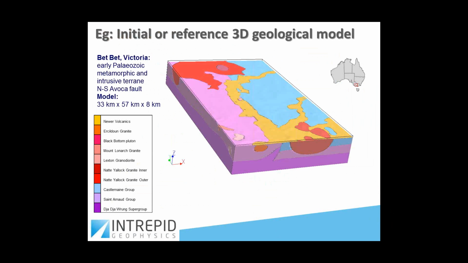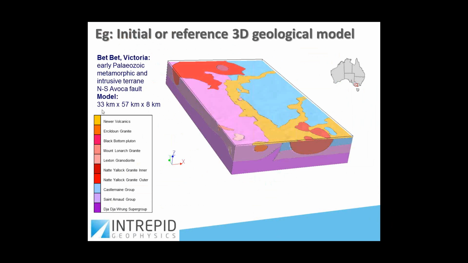So our case study today is from southeastern Australia. It's a zone called the Bet area. It's early Paleozoic, metamorphic and intrusive terrain. This is built by Geoscience Australia and Geoscience Victoria, and just at the end of the PowerPoint I'll show you some acknowledgements for those workers.